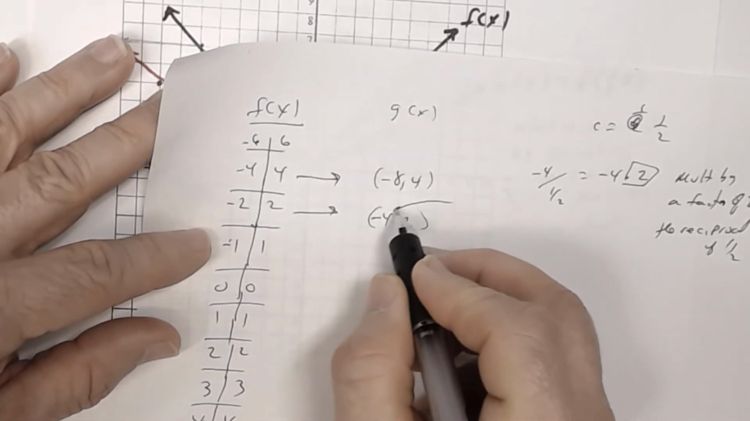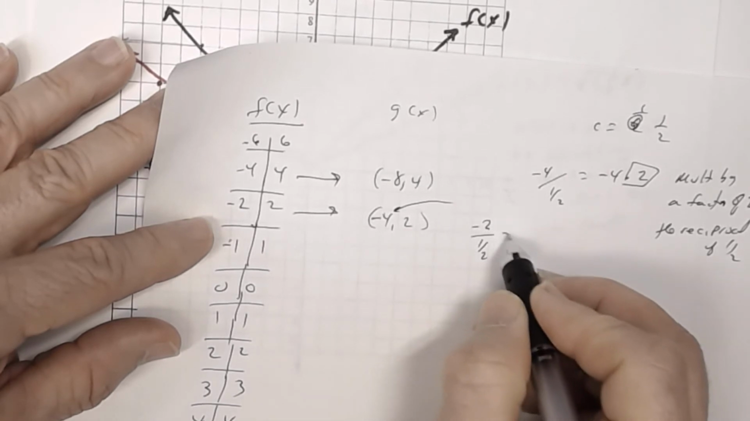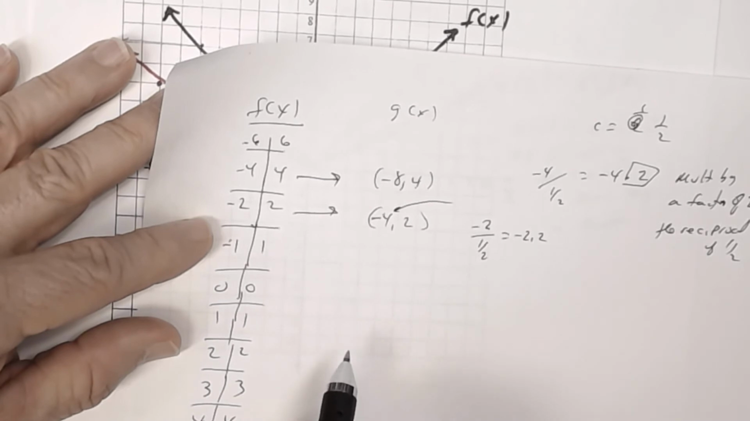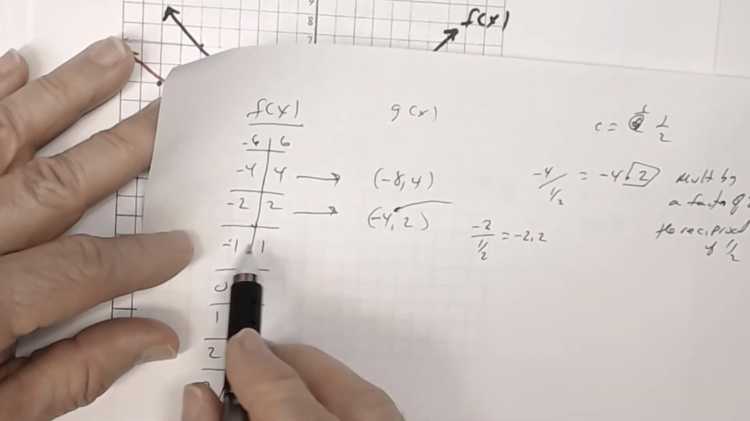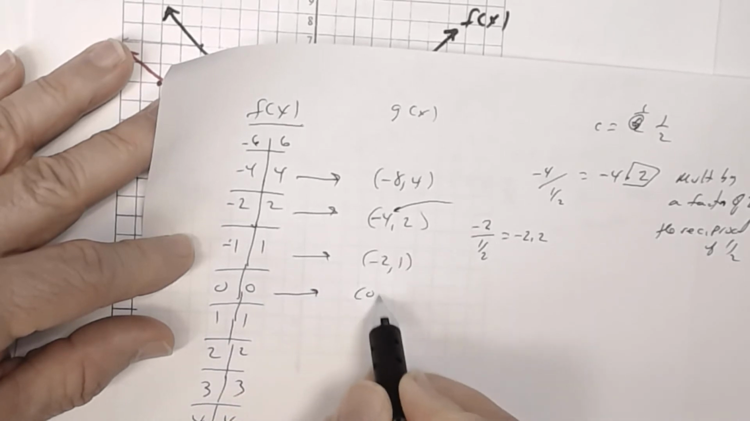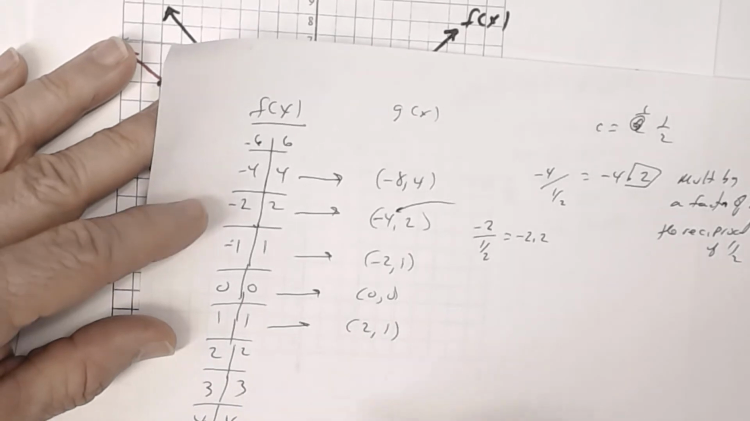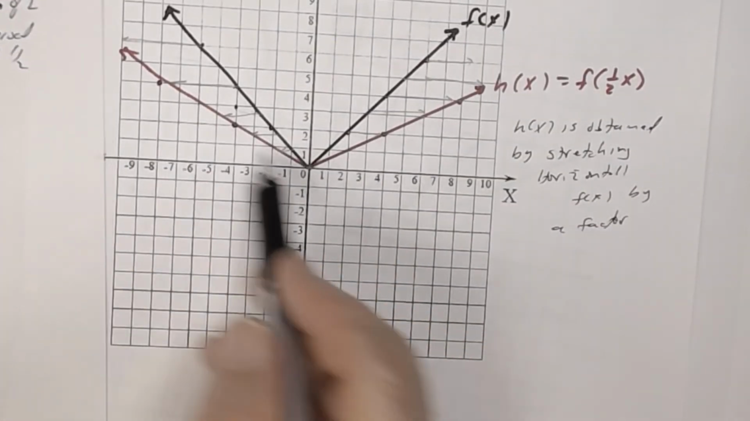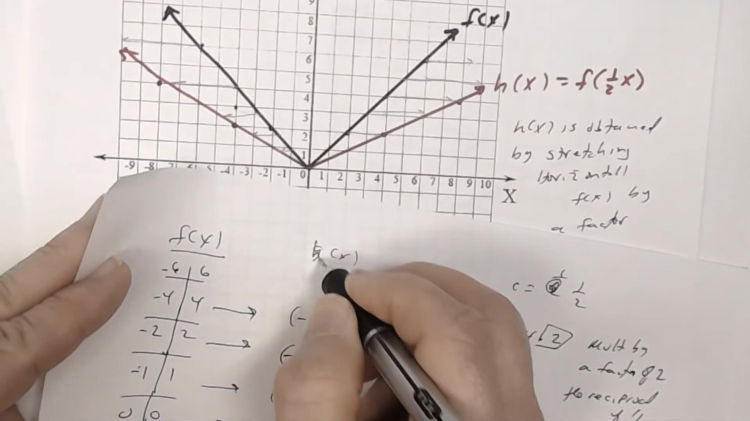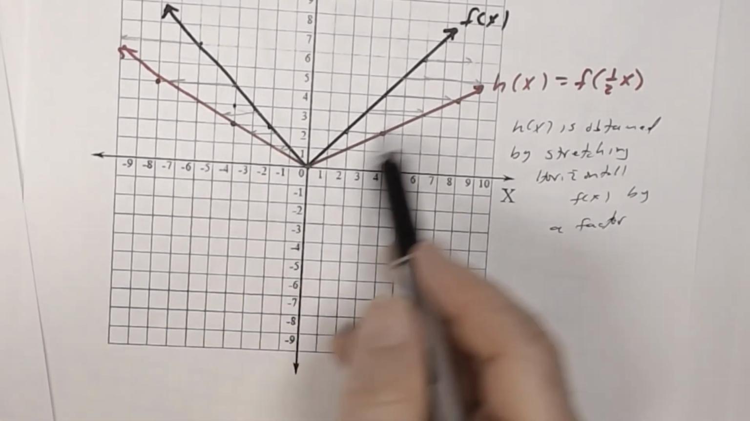So remember, to get this, you're going to say -2 divided by a half, which is -2 times 2. Remember c is a half. So you're multiplying each of these by 2. So this becomes (-2, 1). This becomes (0, 0). This becomes (2, 1). Okay? So those are your points on h of x. I said g of x, this is h of x, sorry.